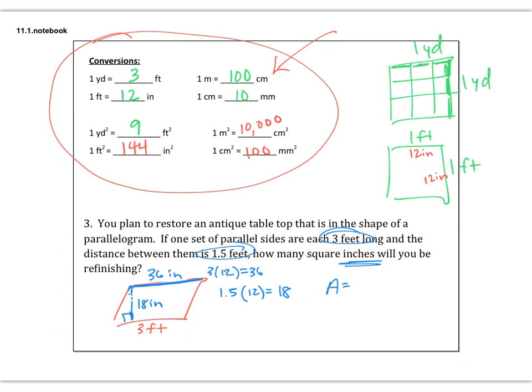So now we can find the area of that antique tabletop in square inches. Remember, if it's a parallelogram, we're going to do base times height. Our base is 36. Our height is 18. And if we multiply 36 times 18, we get 648 inches squared.